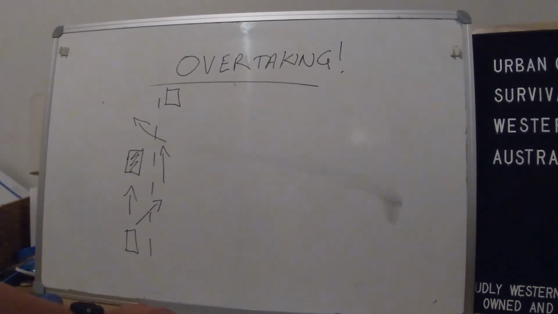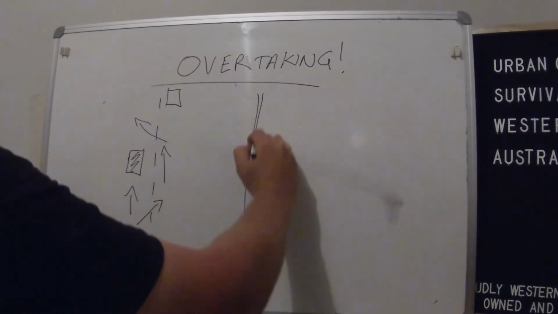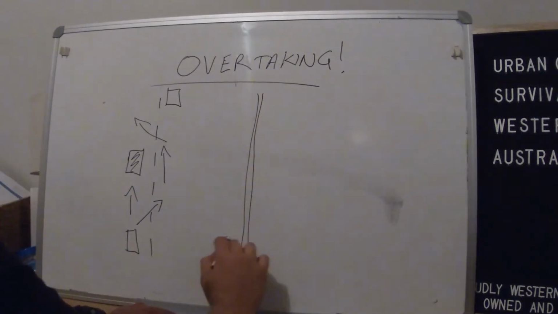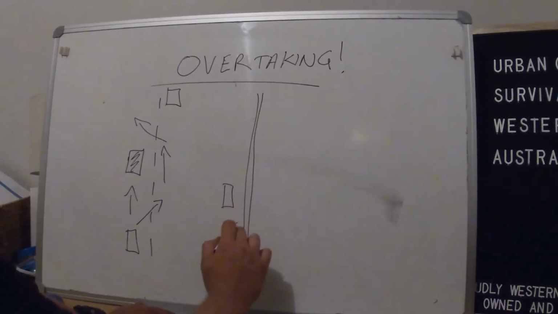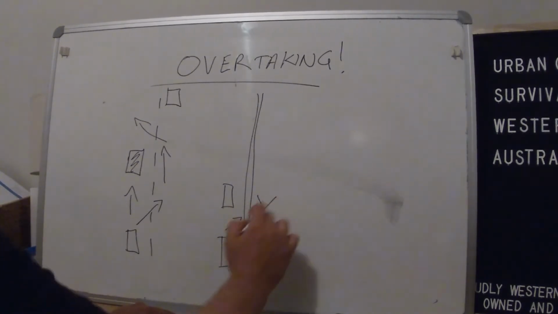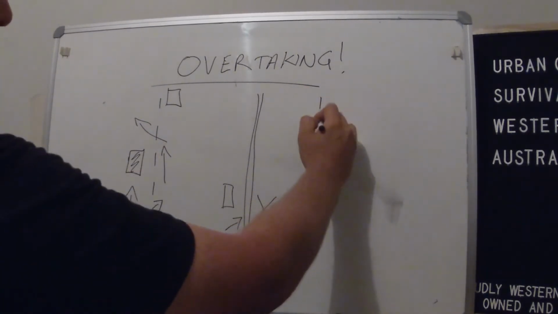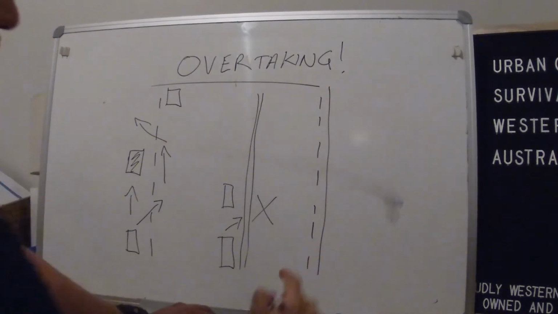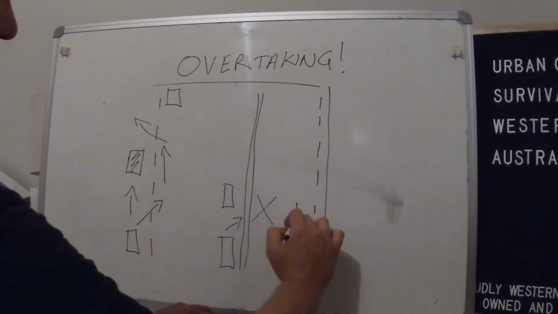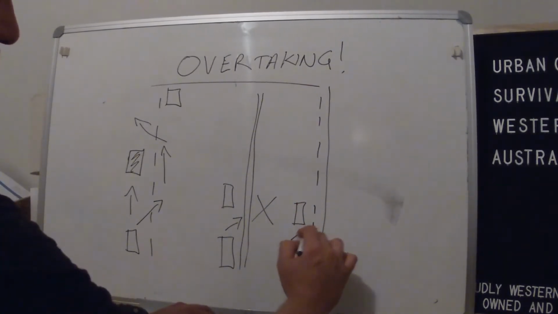Self-explanatory. Then we have the double line. If you're here and the vehicle's here, you can't shoot over. Big no-no. Can't overtake. If it is broken on your side, and whole on the other, and the vehicle that you're overtaking, you can still overtake.